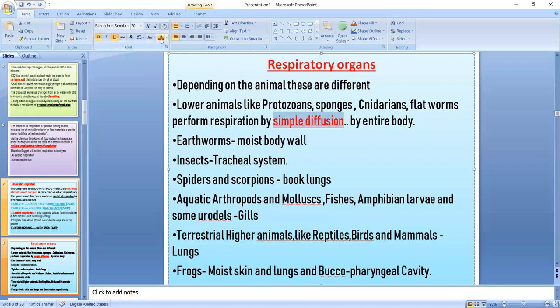By the entire body. For example, protozoans are unicellular organisms. Their body is a simple single cell surrounded by a simple plasma membrane. So the dissolved oxygen present in the water can directly diffuse in. What is diffusion? Movement of gases or substances from higher concentration to lower concentration. Simple.